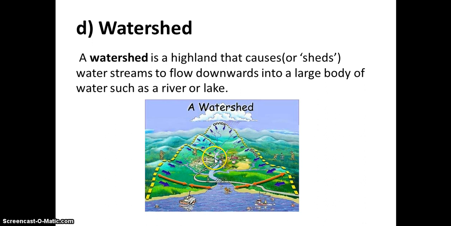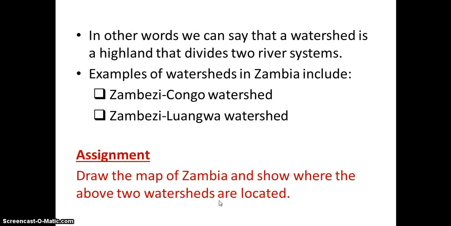You can see these streams of water here flow downwards into a large body of water such as a river or a lake. So this is what is known as a watershed. It's a highland that sheds water streams to flow downwards into a large body of water. In other words, we can say that a watershed is a highland that divides two river systems. Now, examples of watersheds in Zambia include the Zambezi Congo watershed and the Zambezi Luangwa watershed.